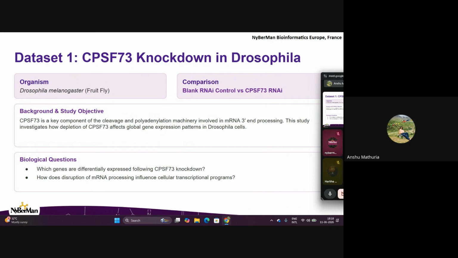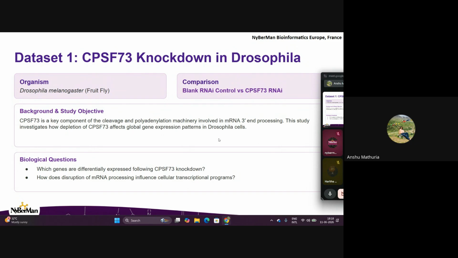Data set 1 is basically covering the organism Drosophila melanogaster. Okay, it's a fruit fly. So this data set focuses on Drosophila melanogaster. The comparison here is between a blank RNAi that is acting as our control versus the CPSF73 RNAi. So it is basically a knockdown sample, where you are knocking out one particular component.